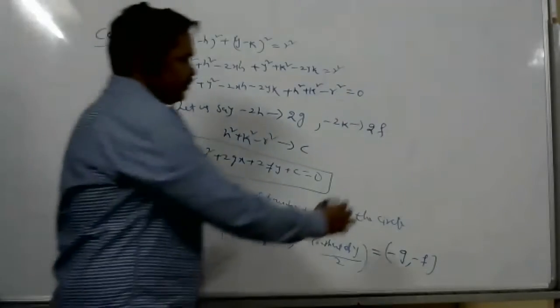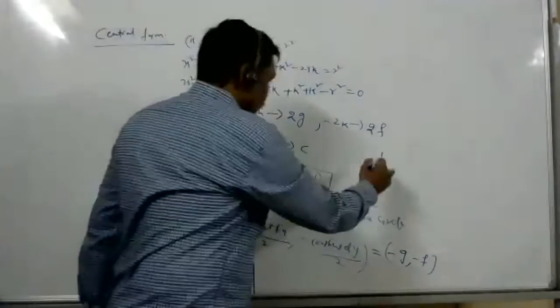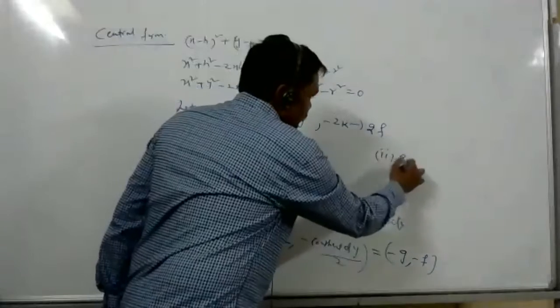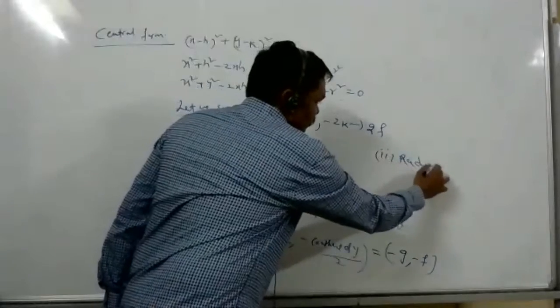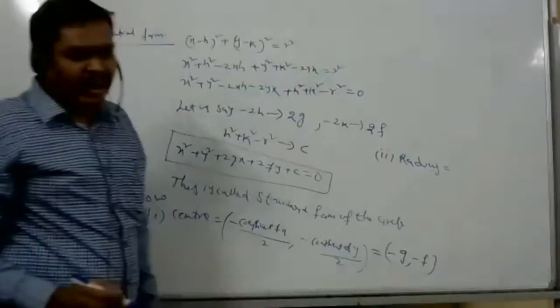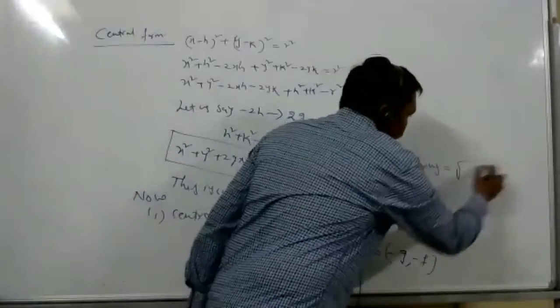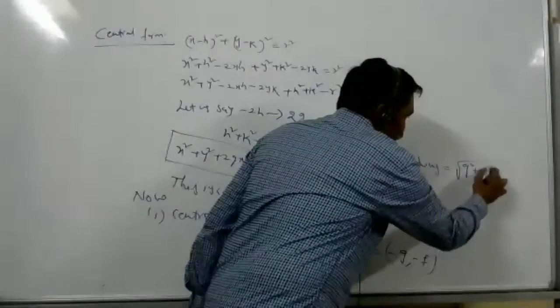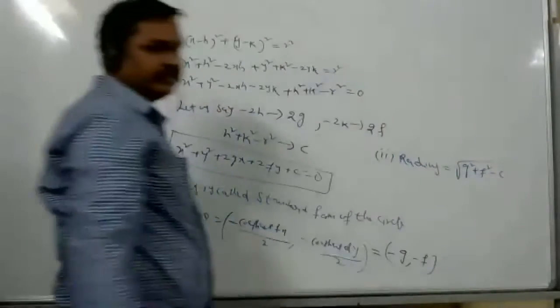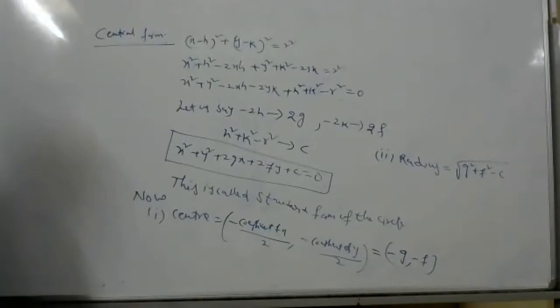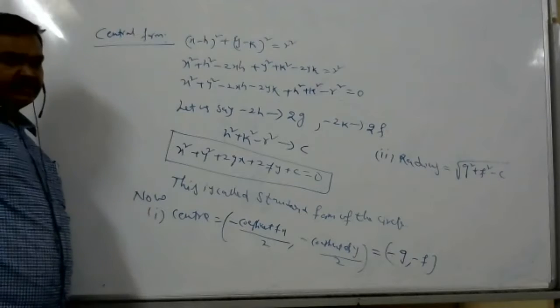And second one, radius is equal to under root g square plus f square minus c.